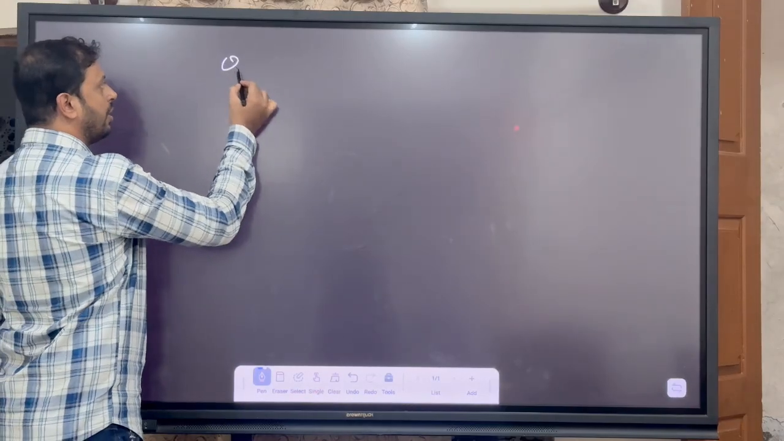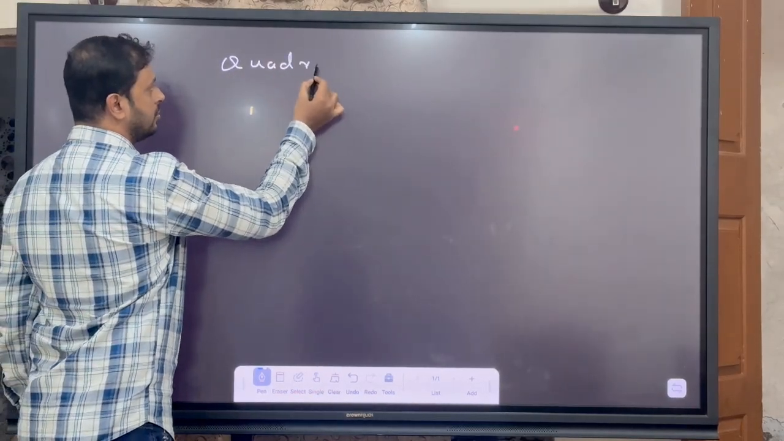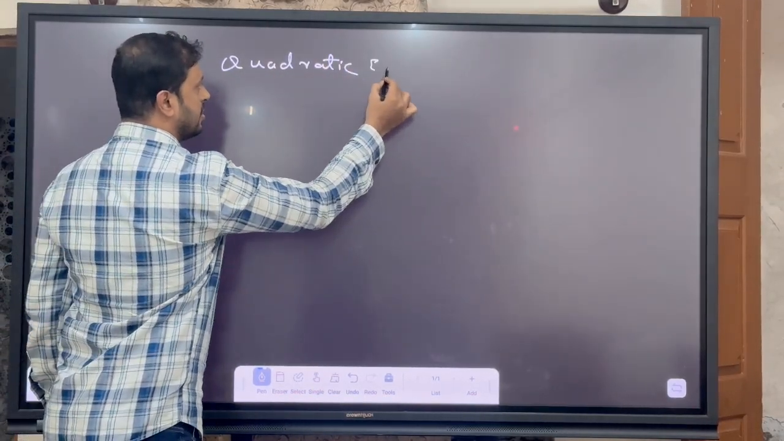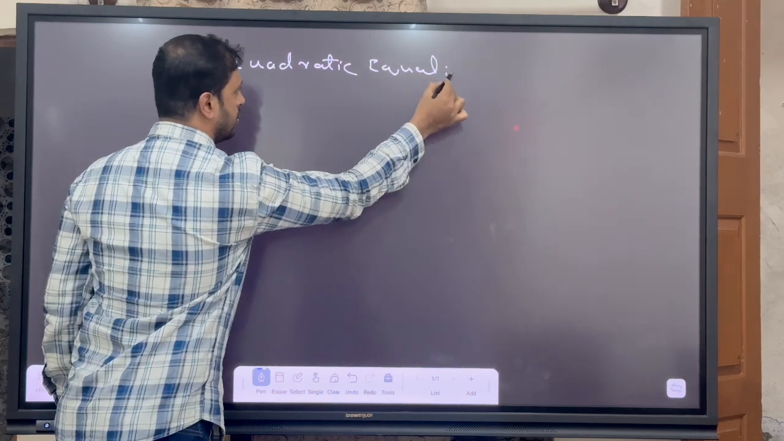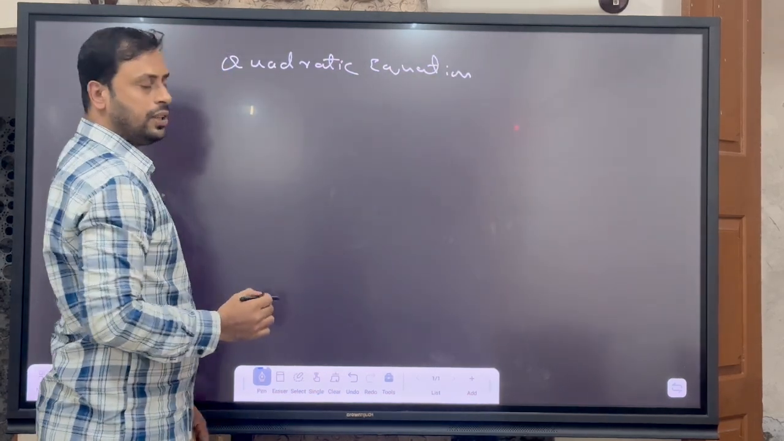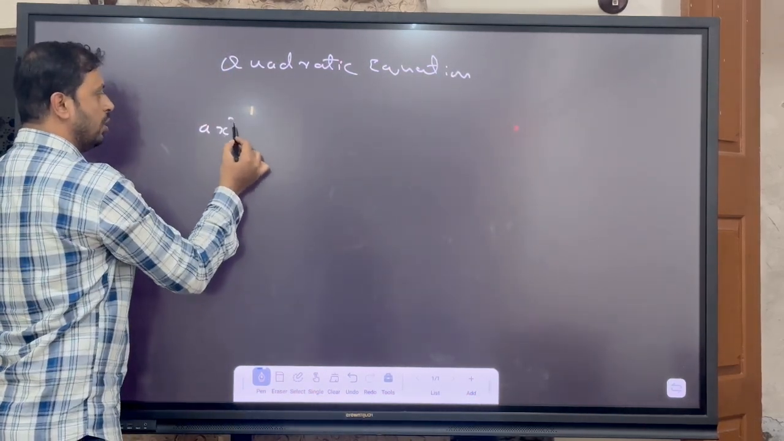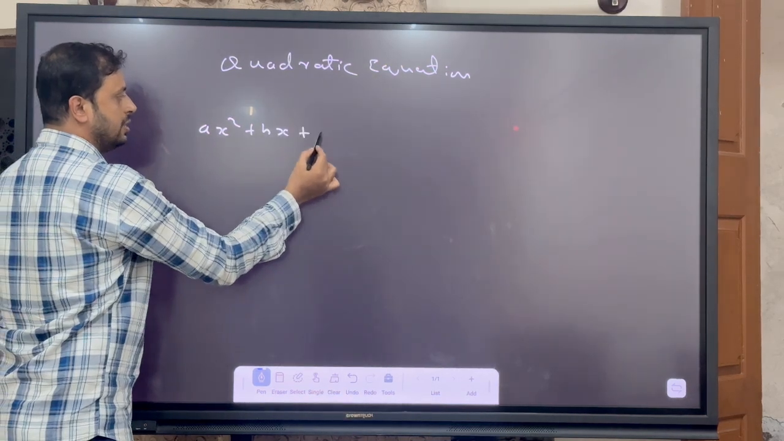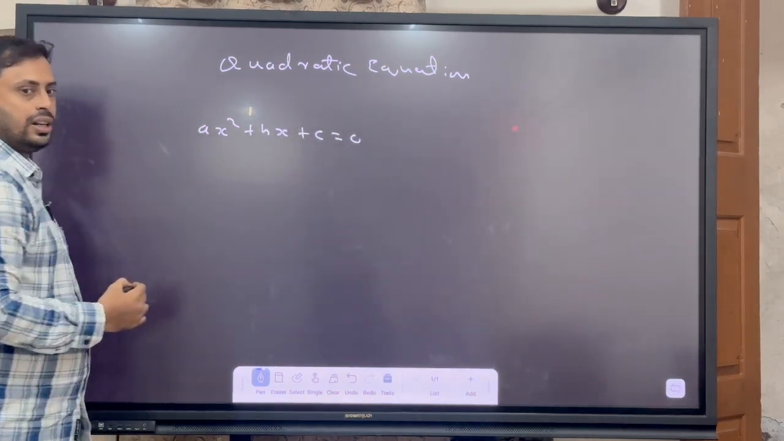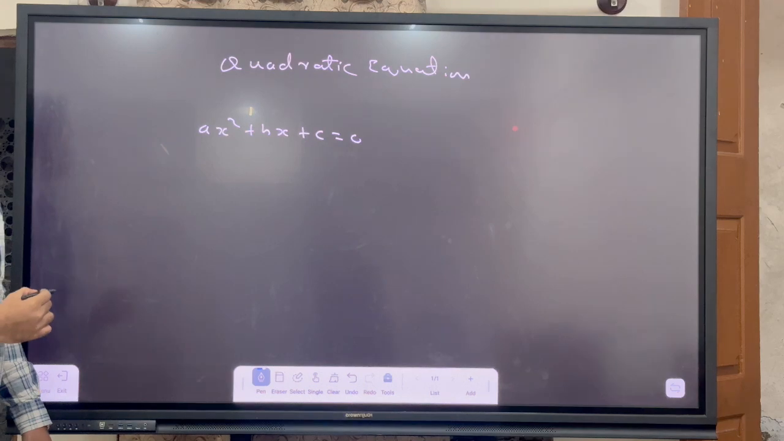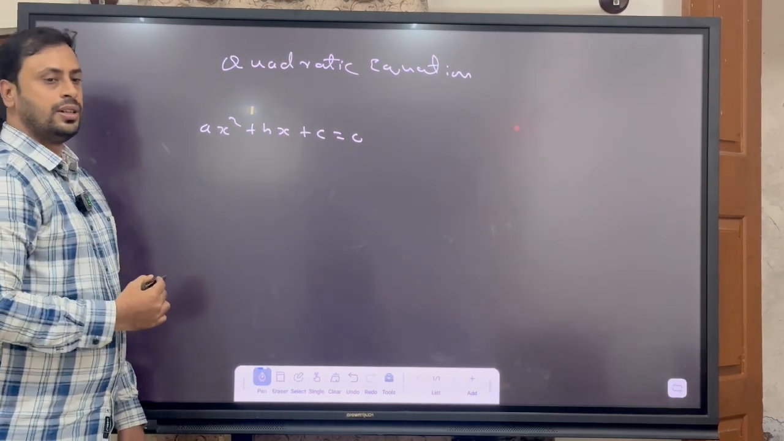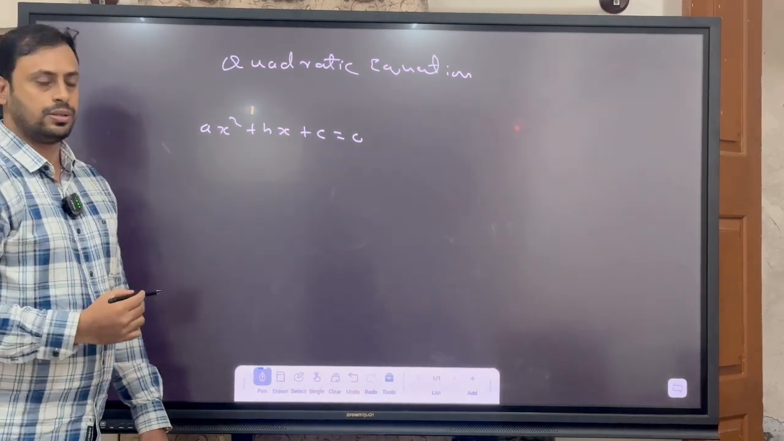We are talking about quadratic equation. The equation of the form ax square plus bx plus c is equal to 0 is called a quadratic equation. This is the standard form of quadratic equation: ax square plus bx plus c is equal to 0.